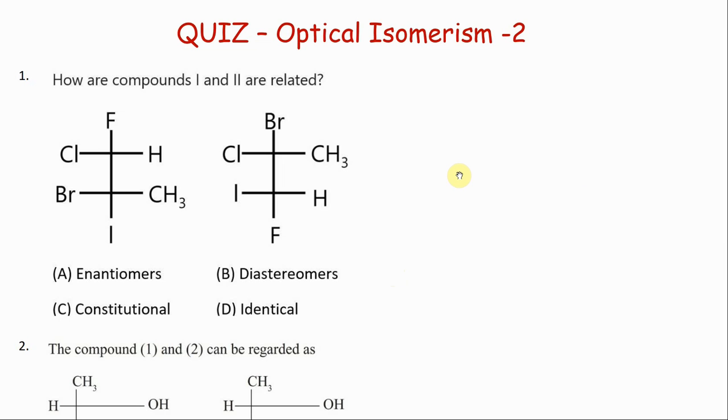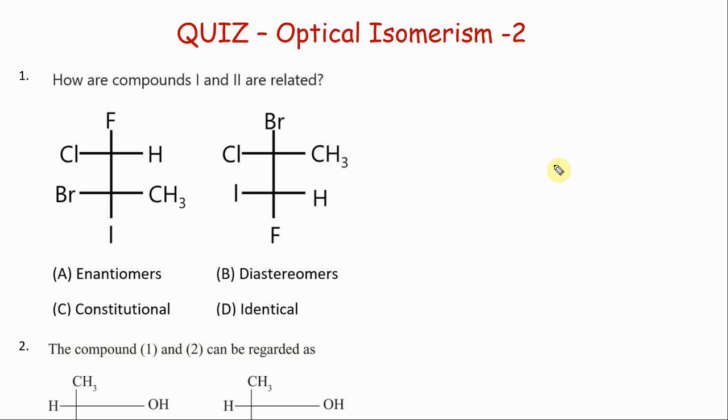Let's review the second optical isomerism quiz. In the first one we saw the basics of optical isomerism all the way till enantiomer and diastereomer. In the second optical isomerism quiz, we are going to finish optical isomerism for the most part: Fischer projection formula mostly, and a little bit of review of enantiomer, diastereomer and R and S.